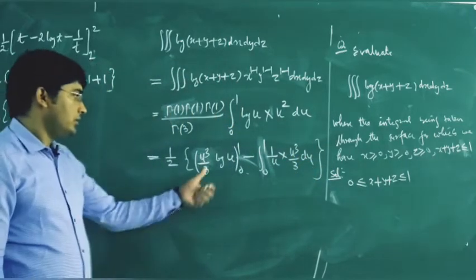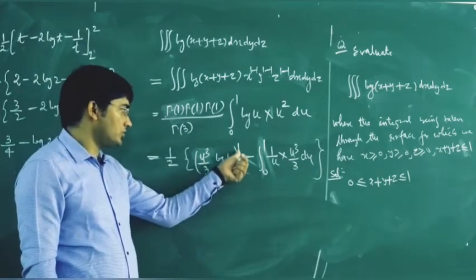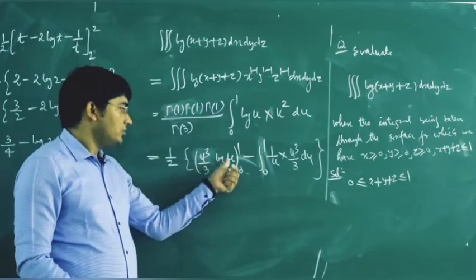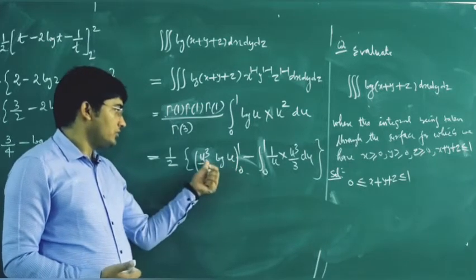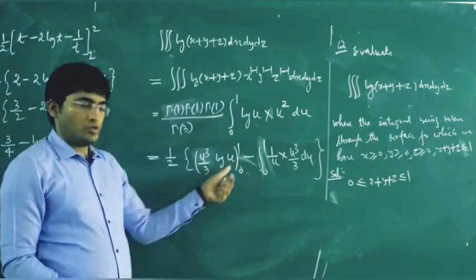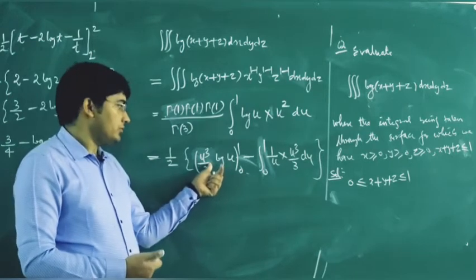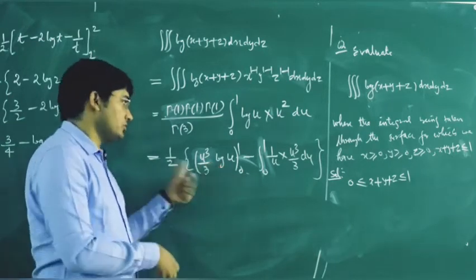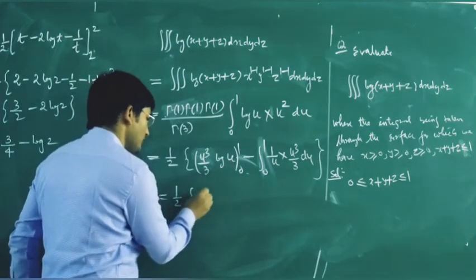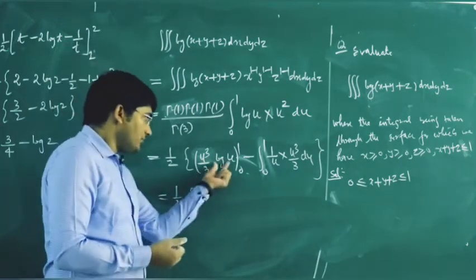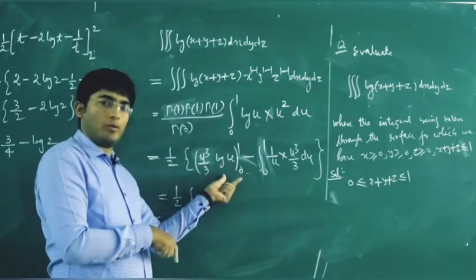Now this first term is 0 for both upper limit and lower limit, because for the upper limit we have u equal to 1, so log 1 is 0, and for the lower limit we will have 0 into log 0. Now 0 into log 0 can be solved with the help of L'Hospital's rule, and this will give you 0. So here the upper limit and lower limit are both 0, so this is 0. This term at the lower limit can be written as log u upon u power minus 3.